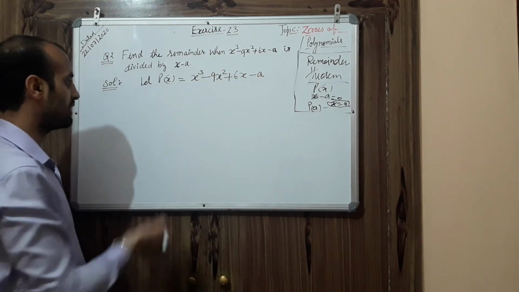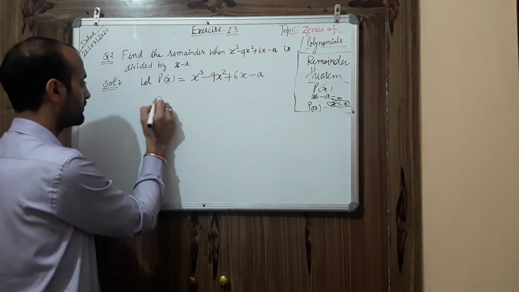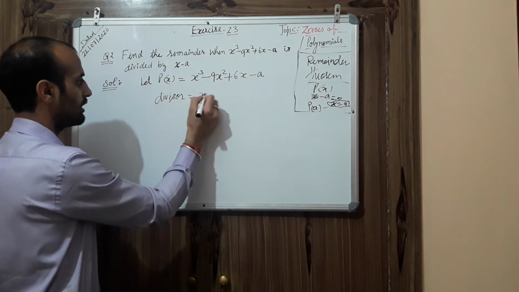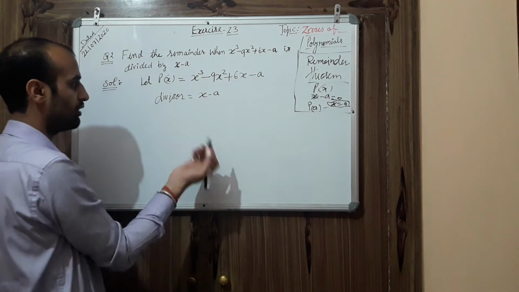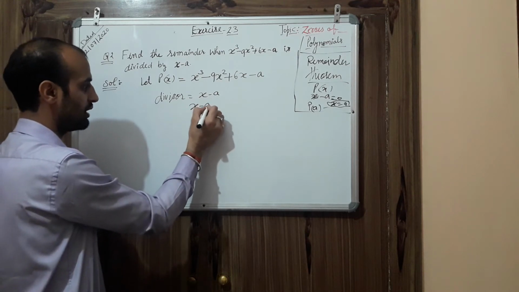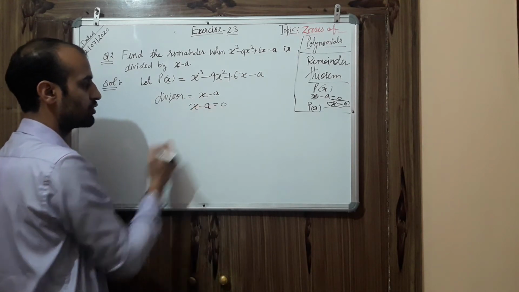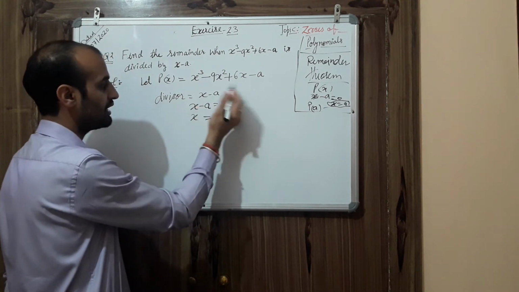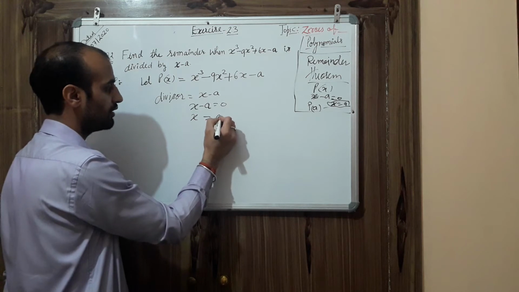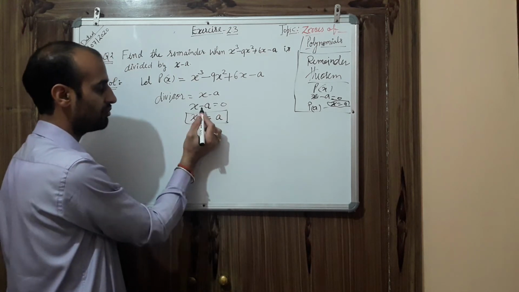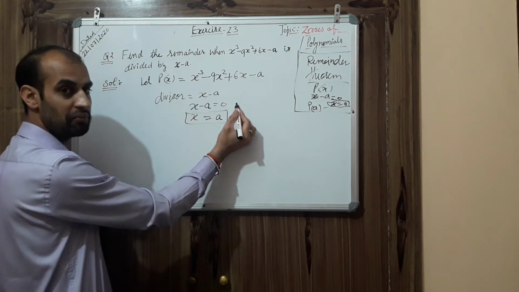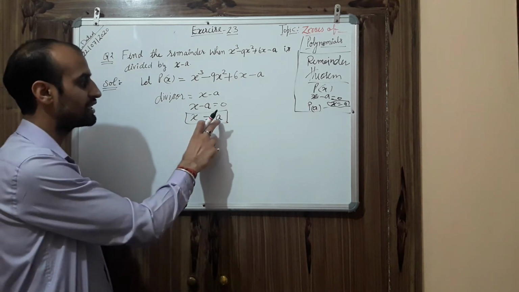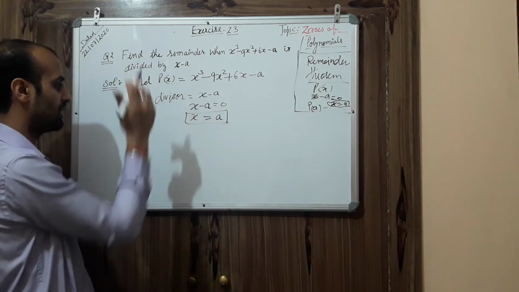This is divided by the divisor x minus a. So let this be equal to 0: x minus a equals 0. So what would be the value of x? Shift this a to the other side, so here it is minus a, and on this side it becomes plus a. So 0 plus a is a. So now your task is to substitute this a in this equation.